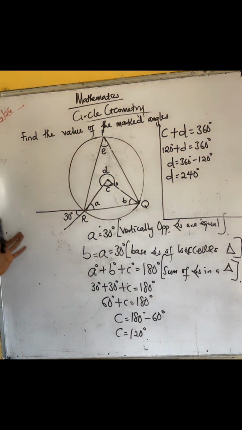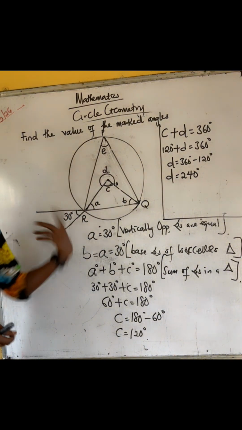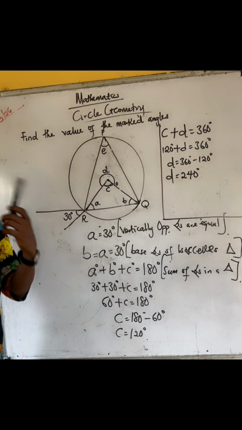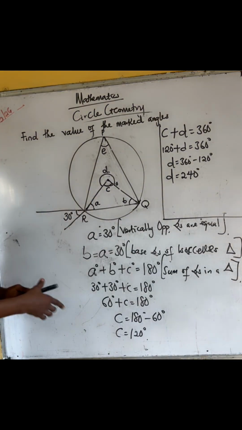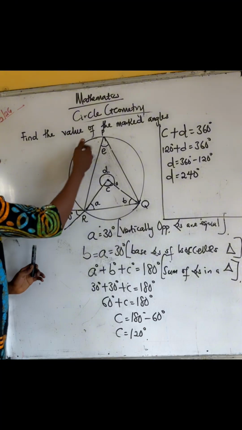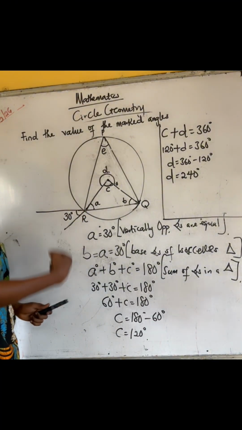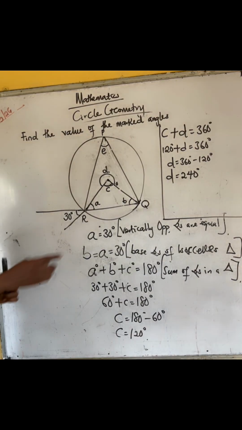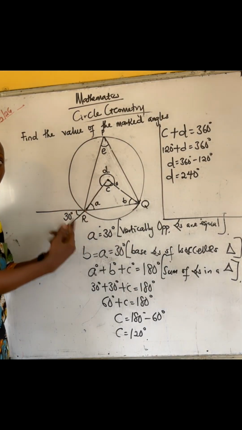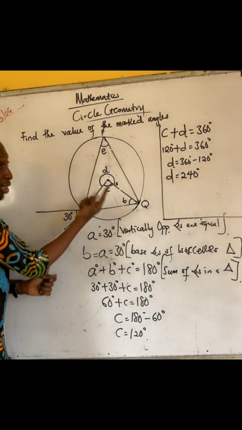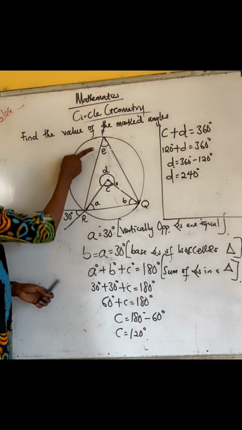Now after we have gotten angles A, B, C, and D, the next thing is to get angle E. One good thing you should be on the lookout for is, look at angle E, look at angle C. You would notice that angle E is an angle at the circumference, and angle C is an angle at the center. There are two angles here. This one is the reflex angle at the center, and there's another angle here. So to get angle E, let's go.